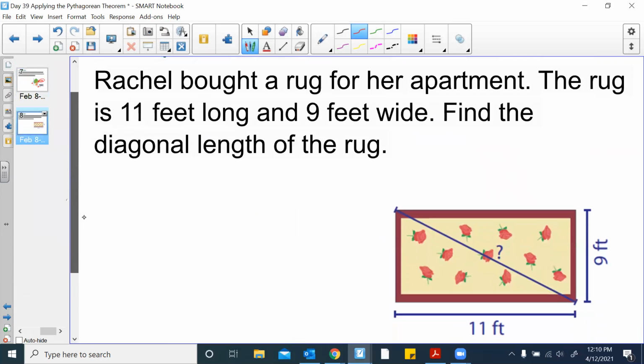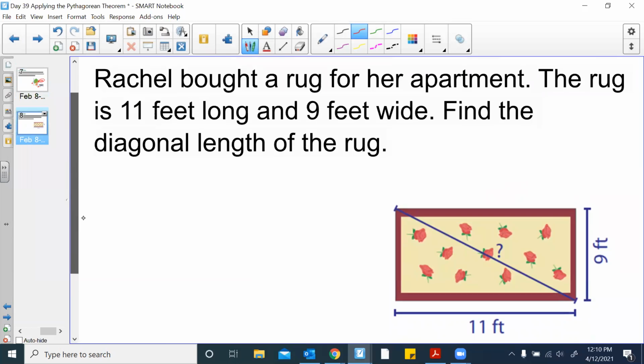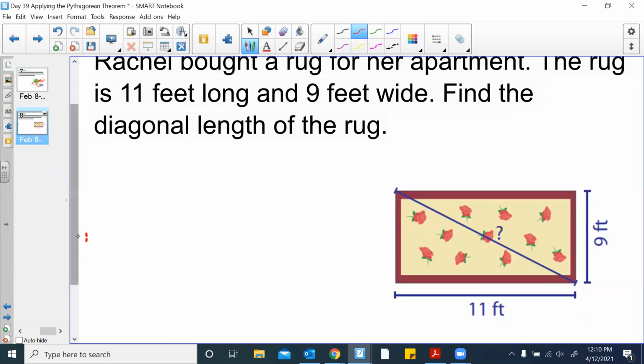All right, and last but not least, Rachel bought a rug for her apartment. The rug is 11 feet long and 9 feet wide. Find the diagonal length of the rug. So you guys will probably notice that this looks a little tricky, right? Like you're like, hold on, but if I draw my angle here, what am I pointing to? So you can either bring this 9 feet over here for this side, right? Because this will be 9 feet. Or you can bring this 11 feet to this side, because we know it's going to be a rectangle. And this will be 11 feet.